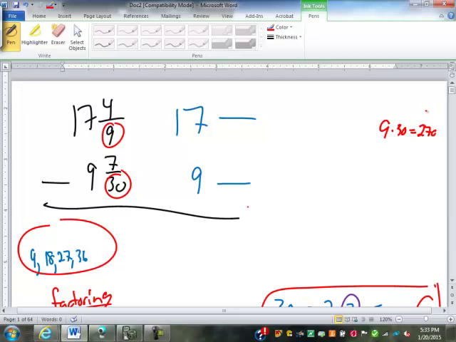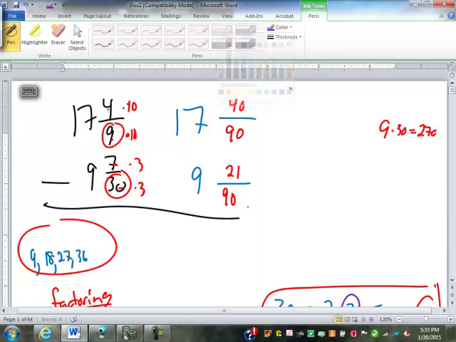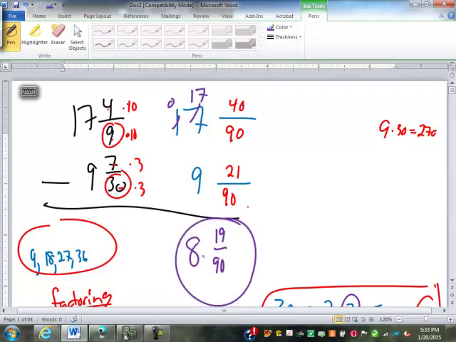Yes, sir. What I tried was, I thought it was 90, so I just did 9 times 10. Yep. And then 3 times 30. Okay. Was that on the right track there? That's the right track. So 9 times 10, so 4 times 10 would be 40. 30 times 3 is 90, so 7 times 3 is 21. And we are subtracting, so 40 minus 21 is 19/90ths. 17 minus 9 is 8, so 8 19/90ths should be the answer.